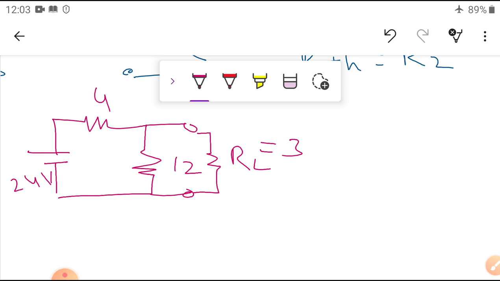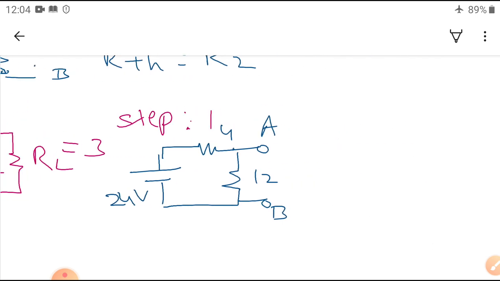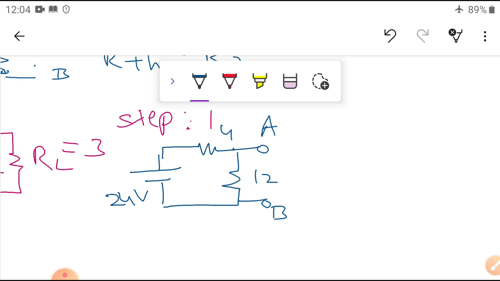Now what is the first step? The first step is simply to remove RL, and the circuit now becomes a voltage source and resistances with terminals A and B. So this is the 12 ohms, this is the 4 ohms, this is the 24 volts. Now we can see from this window. We are going to calculate step 1. So what are we going to calculate?